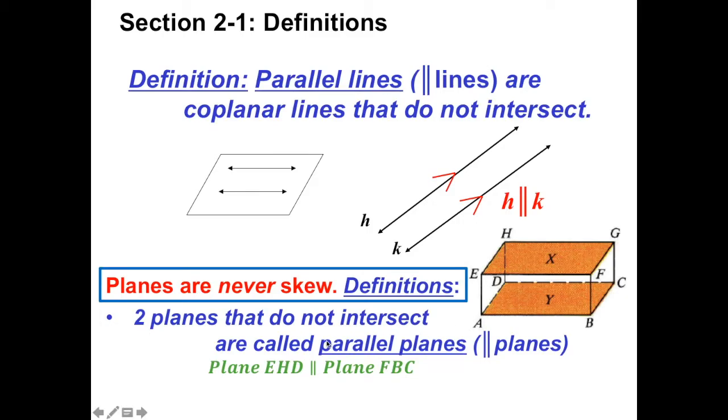So we talked about lines. Lines can relate together in three ways. They could be parallel, they could be intersecting, they could be skew. You need to know the definitions for all three.